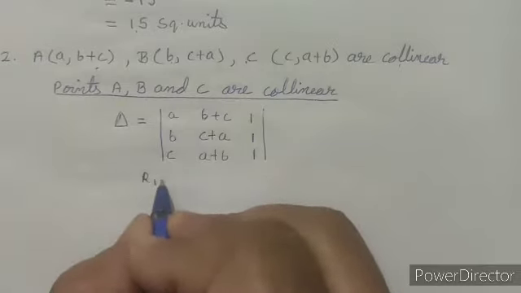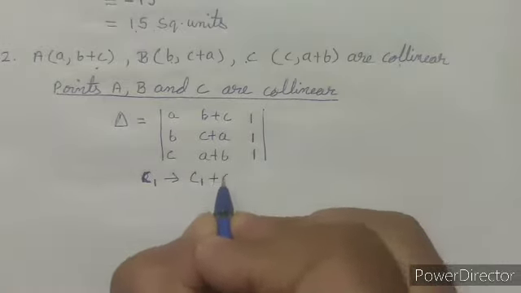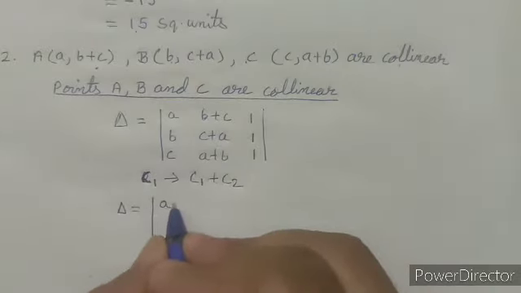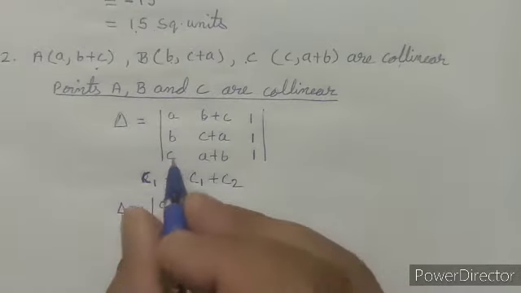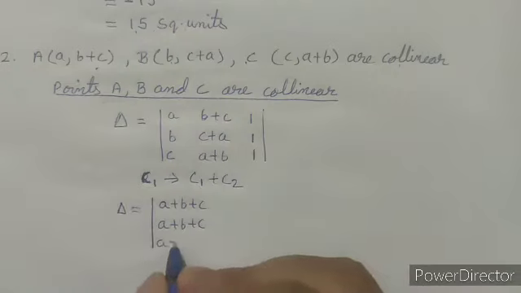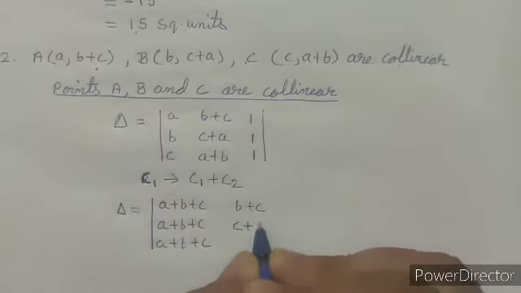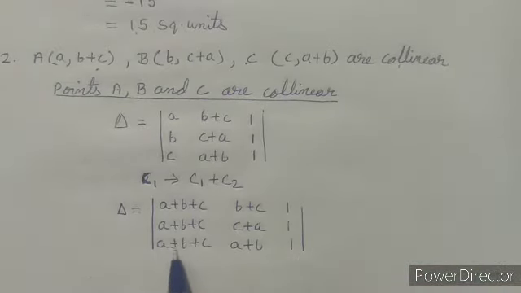change column 1 by column 1 plus column 2, and this will give us the value of delta as A plus B plus C. Now second will be also A plus B plus C, this is C plus A plus B, and second and third column will remain unchanged. As we see here, all the elements of column 1 are equal to A plus B plus C, so we can take A plus B plus C common from the first column.